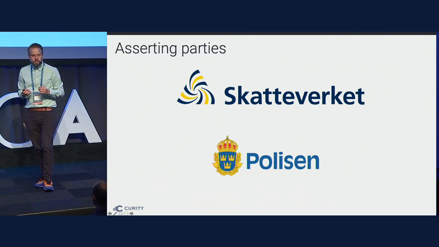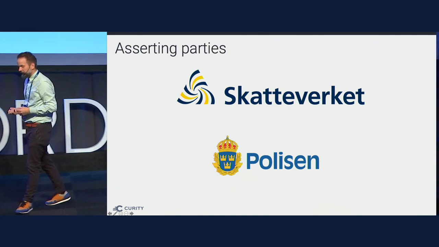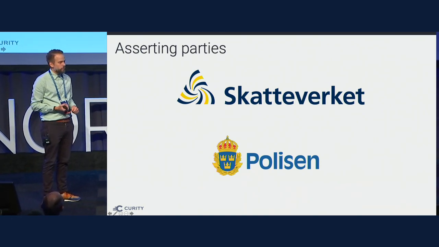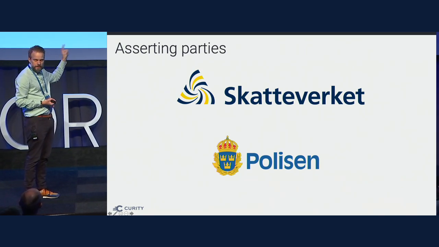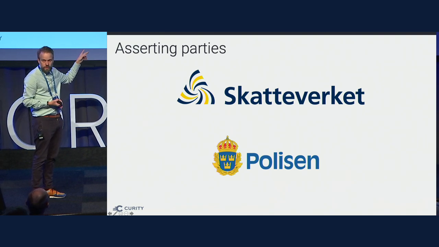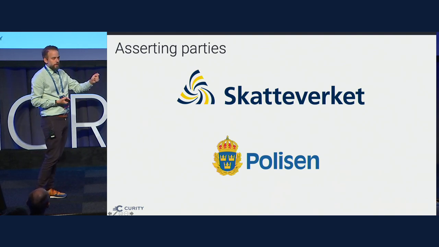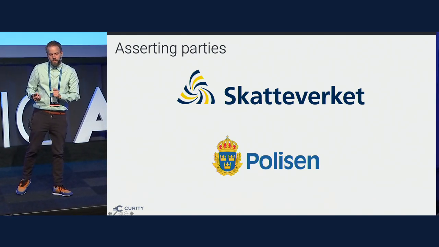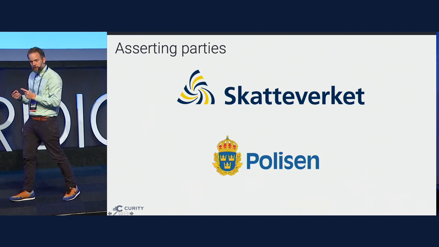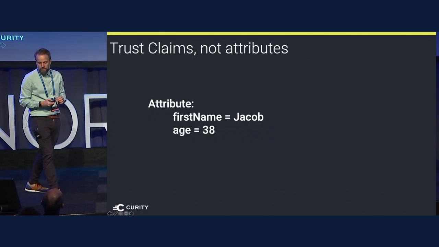Who can assert this? Who can say that's true? Just because somebody took a picture of me doesn't mean they know, or if they show it to someone, you don't know it's me. So in Sweden, there are two parties who can assert this, the tax authority, Skatteverket, and the police. The police issues passports, and if I show you a passport, I can tell you I am 38 years old. And if I show you a document from the tax authority, I can show you, yes, this is my son. If you trust those two authorities, you will trust that information. Simple as that. We all do it.